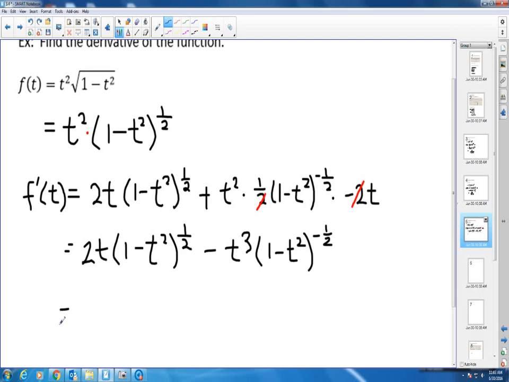Alright, let's factor this. Let's clean this up a little bit. I see t and t to the third can be factored out. So I know I can factor out a t to the outside.